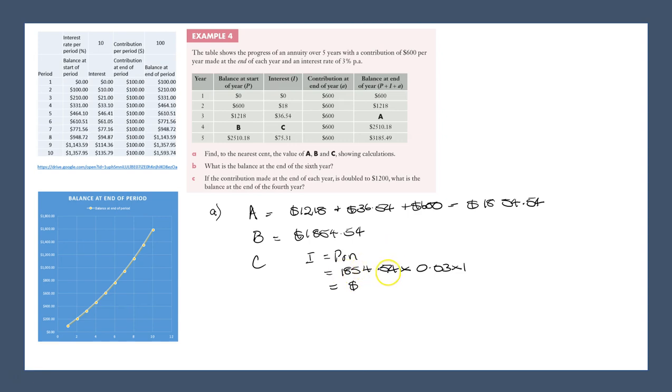So based on the amount that is in the account at 3% per year, write it as a decimal, 1 year becomes $55.64. You could then check that if you add $600 on to your amount for B, your interest for C, plus another $600 gives you the $2,510.